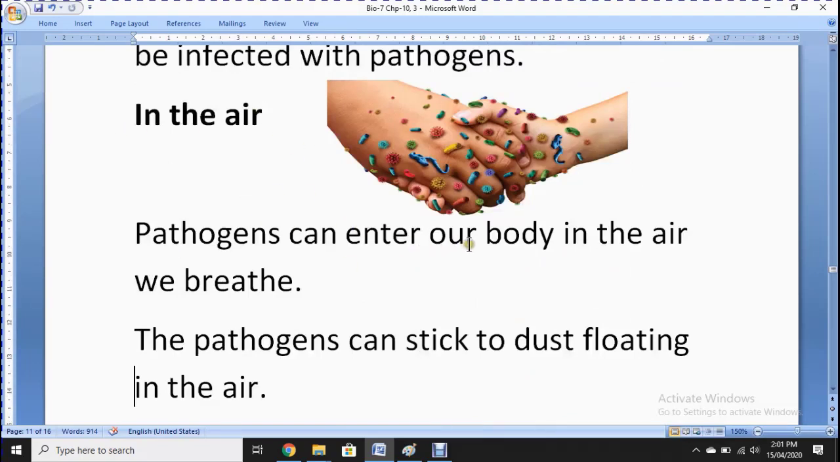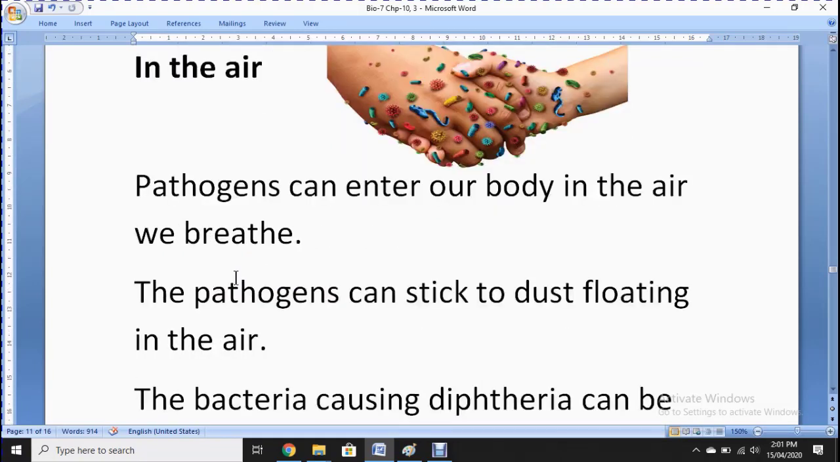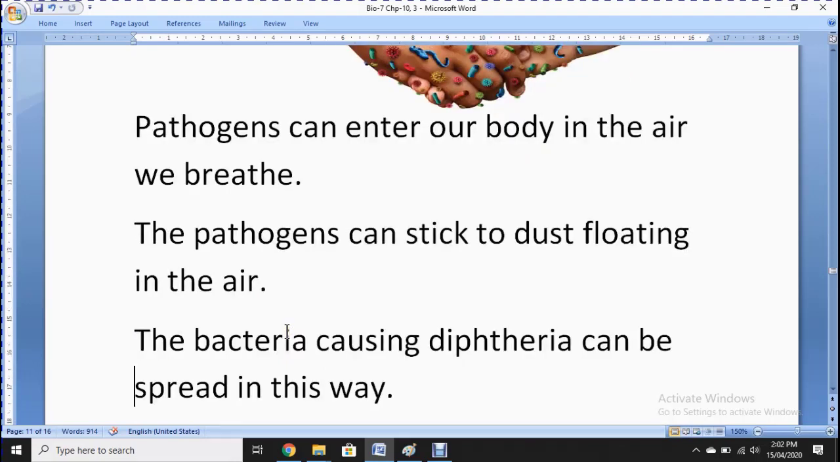Pathogens can enter our body in the air we breathe. You know the breathing process, in which we inhale air through our nose, so they can enter our body from the air. The pathogens can stick to the dust floating in the air. The air particles may join them, and they can enter our body through the nose or mouth. The bacteria causing diphtheria can be spread in this way.